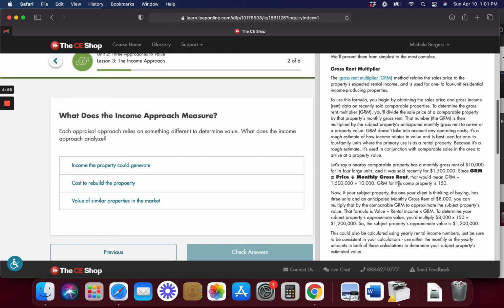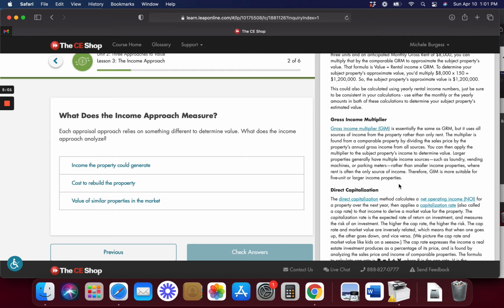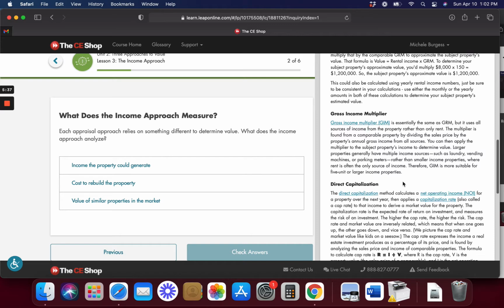Now we have the income and the rent multiplier. The income multiplier is the same as the GRM, but it uses all the sources of income rather than only one rent. So let's say, for instance, you can apply the multiplier to the subject's income to determine value. Such as, does it have a laundromat, a vending machine, parking meters? Now, it might be more on commercial property. You might have all that. If it's 4 units or more, larger income properties, it might have all that stuff on it.